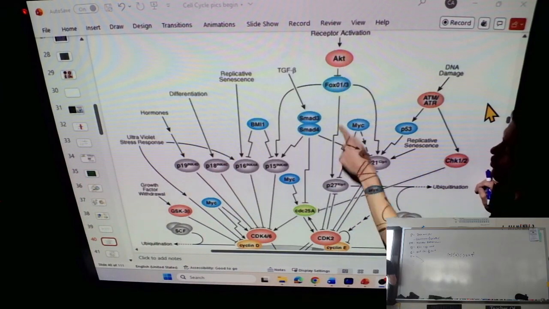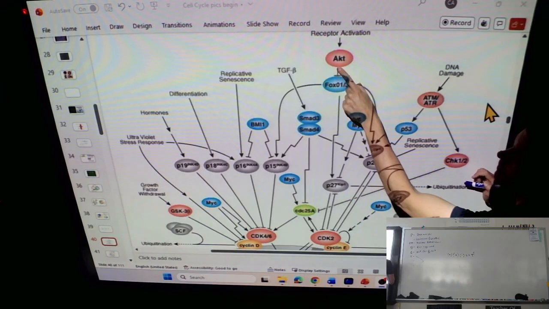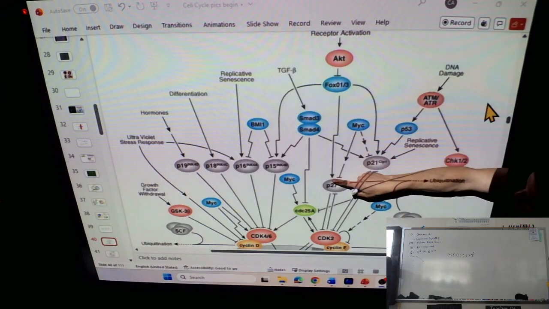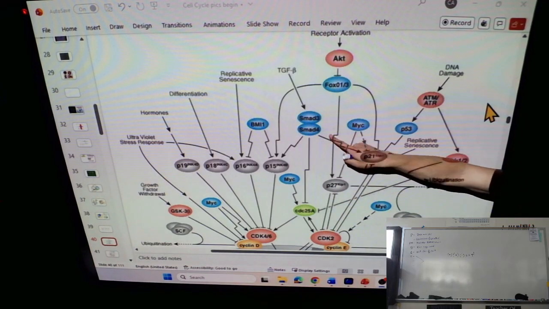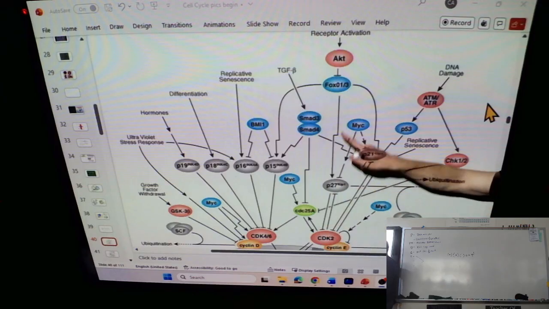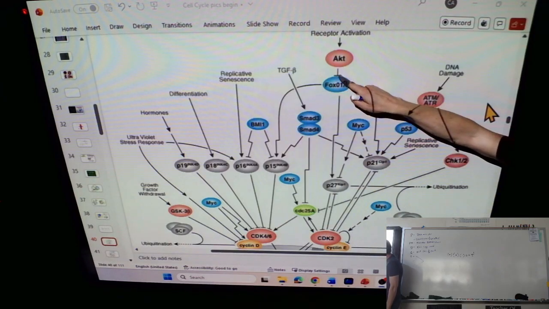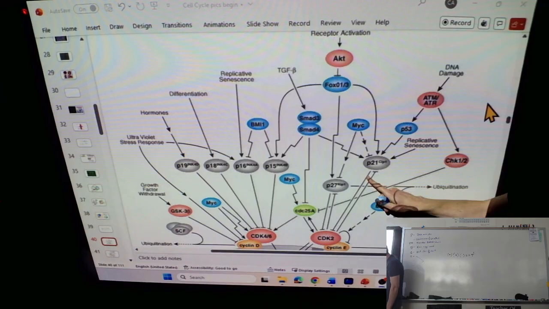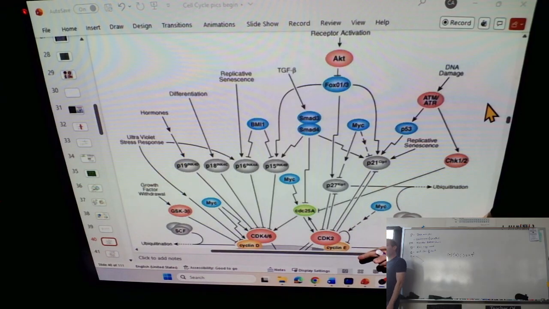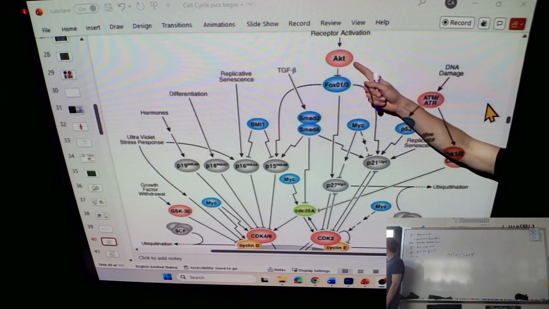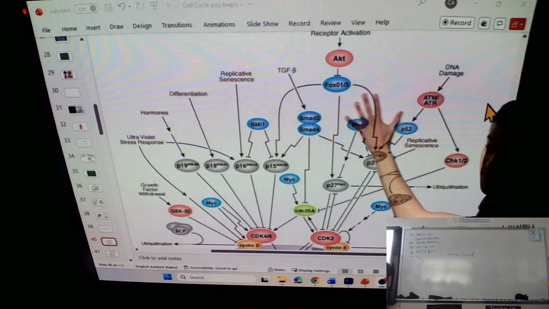What if I went this way? It's going to give you the same result. That's a minus, that's a plus, that's a minus, so that's still a proto-oncogene if I follow this pathway. If I go this way, that's a minus, that's a plus, that's a minus, so it's still a proto-oncogene because AKT is always a proto-oncogene in this cell.